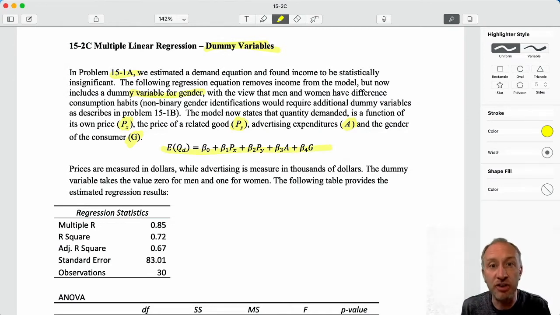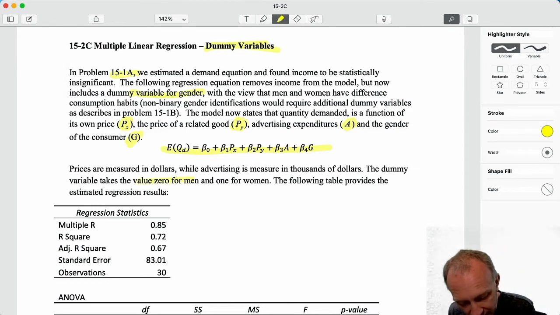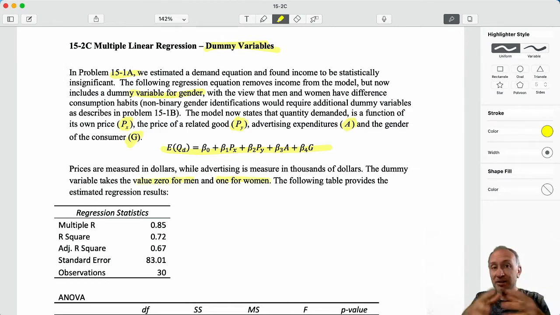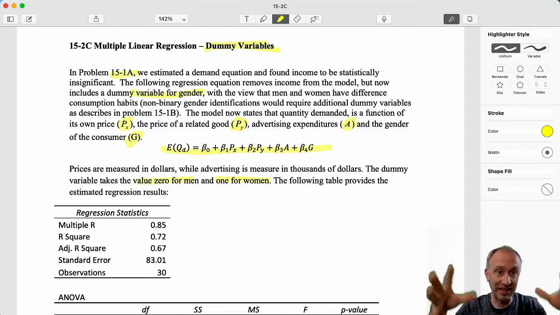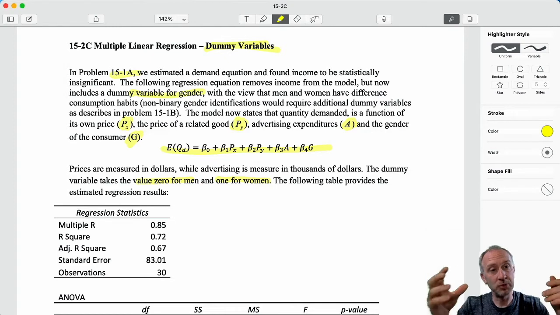Prices are in dollars, advertising expenditures in thousands of dollars. It is important that the dummy variable is always defined. We always need to know the base case scenario, because that influences how we interpret the coefficient. I'll touch on that when we go through those interpretations. The dummy takes on a value of zero for men and one for women. In our data set, I can't have non-numerical data because the software won't know what to do with that.